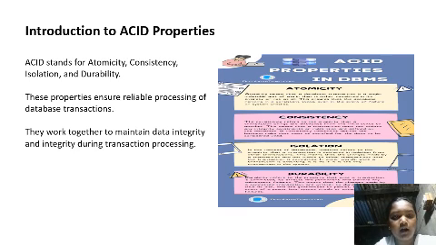Introduction to ACID properties. ACID stands for atomicity, consistency, isolation, and durability. These properties ensure reliable processing of database transactions. They work together to maintain data integrity during transaction processing. ACID properties in DBMS: atomicity, consistency, isolation, and durability.